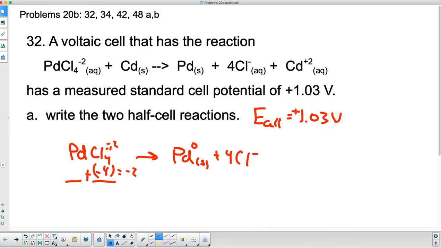So what is palladium then? Palladium must be a +2. So that gives me a +2 here. +2 goes to 0, which means this must be reduction. This happens at the cathode. We don't know what the E reduction of this is because it's not on the table in Appendix E. So let's take a look at the other part then.